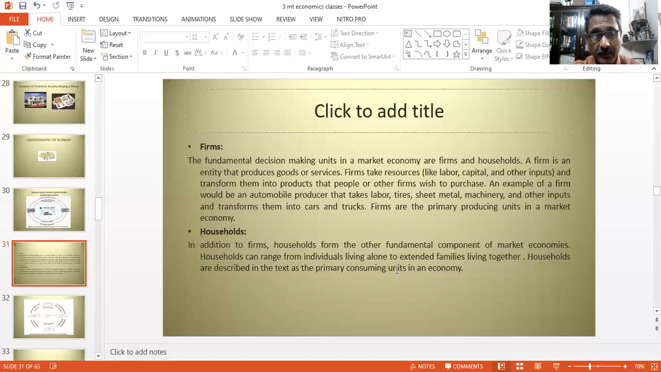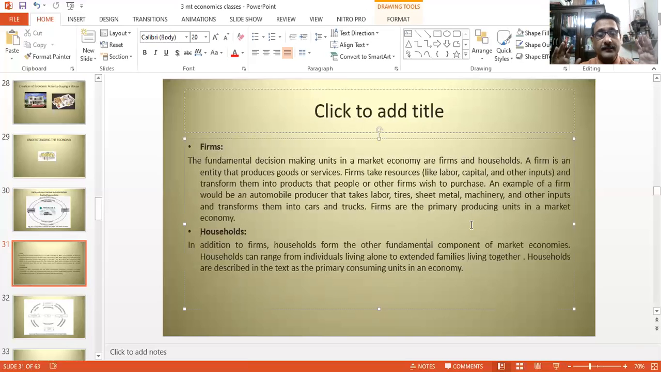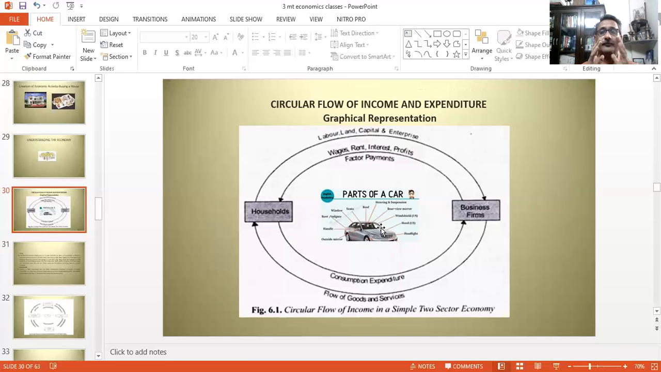Households, in addition to firms, form the other fundamental component of a market economy. They only supply, they only demand. Households can range from individuals living alone to extended families living together. Households are described in the text as the primary consuming units in an economy. This was a brief discussion and definition of our participants and the overall circular flow of income and expenditure, a graphical representation which gives us a feeling of what is happening in an economy and an understanding of the overall macroeconomy.